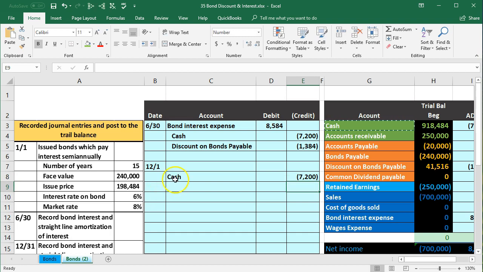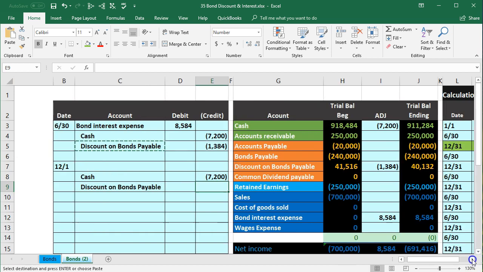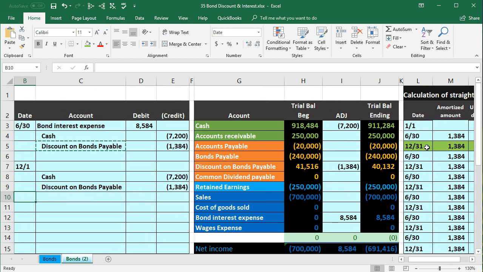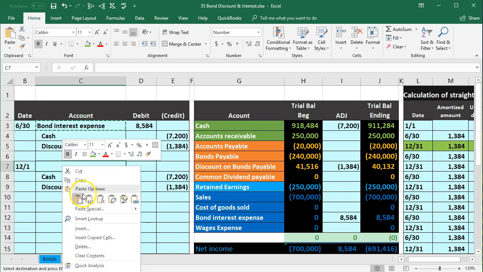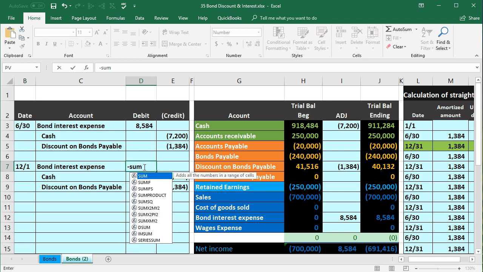So there's that, and I'll indent this, home tab, alignment, increase indenting, then the discount, copy, paste. I'm going to paste this one normal so that it'll indent for us. And then the amount is just going to be this amount, but it's going to be a credit. So same amount because we're using a straight line method, negative of that number. And then those are going to go to the expense. So I'm going to copy the expense, same transaction, negative sum, adding these up, 8,584, using the plug formula, negative sum.